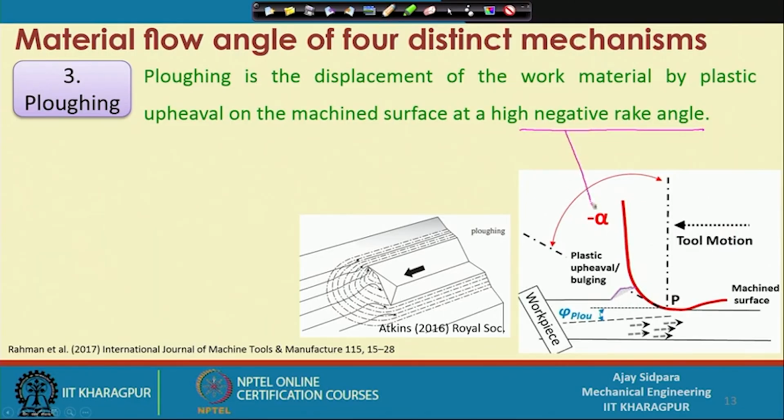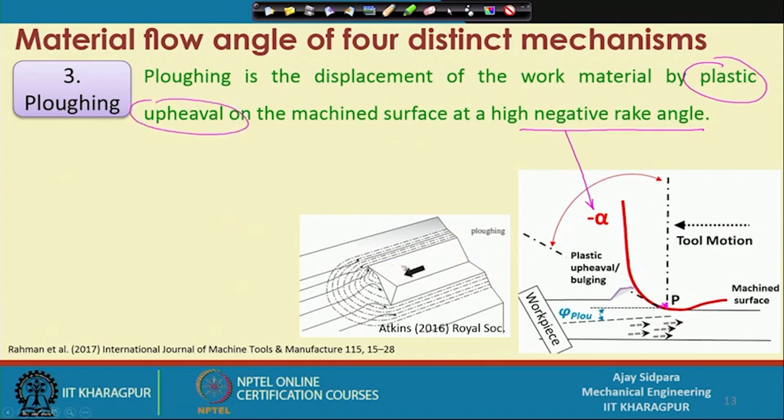So, this is the higher negative rake angle, because if you see from this, consider in the earlier case the point was somewhere here. Now, we are considering that your alpha, the rake angle, is extremely negative in this case. So, now the point of concentration is the P point. So, this is the negative rake angle and displacement of the material by a plastic upheaval. So, what is this thing? Plastic upheaval. So, this is the cut.